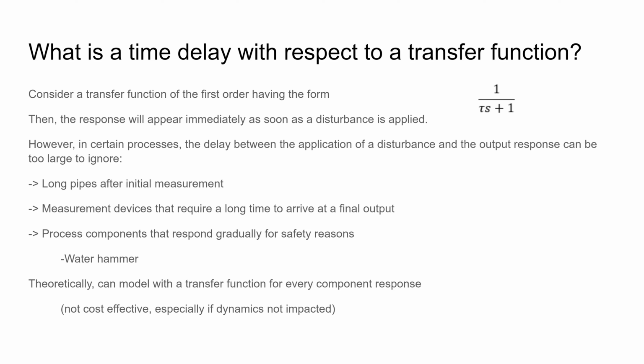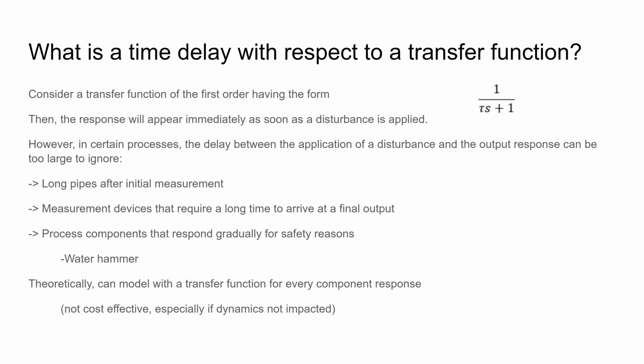And because of that, in reality, you're not going to have an instantaneous result propagate through your process. Similarly, with a measurement device that requires a long time to arrive at a final output, for example a carbon dioxide meter, you would have some change that happens, but it isn't fed to a process control loop until sometime later. And so that also causes a time delay.